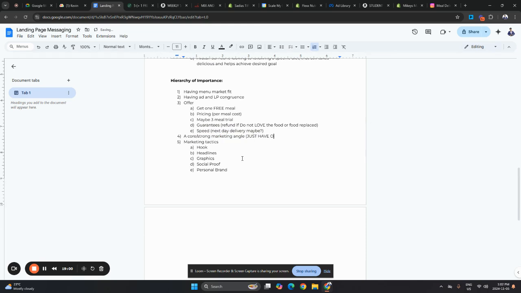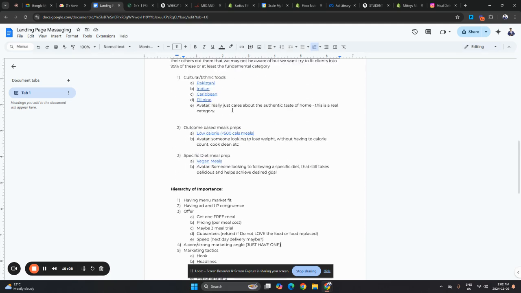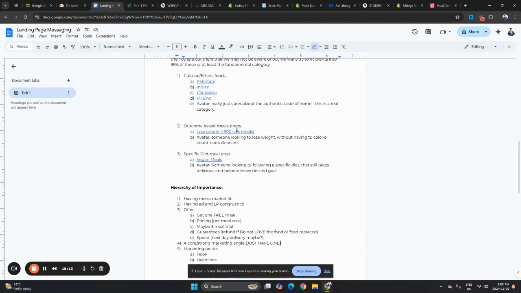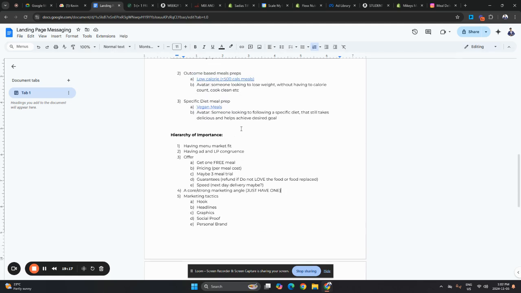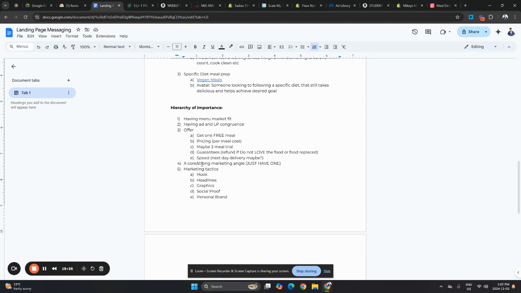A core strong marketing angle. Just have one, by the way. You don't need 100 marketing angles. Guys get this wrong all the time with marketing. You just need a really good angle. So for low calorie, it could be to lose weight, get that summer body shine. For Pakistani, it's like the taste of home from the streets of Lahore. For vegan meals, it's obviously vegan meals, but not really vegan meals because it's like regular, really good tasting meals, but vegan. And you don't have to be vegan to try them. That's a really good offer and marketing angle.